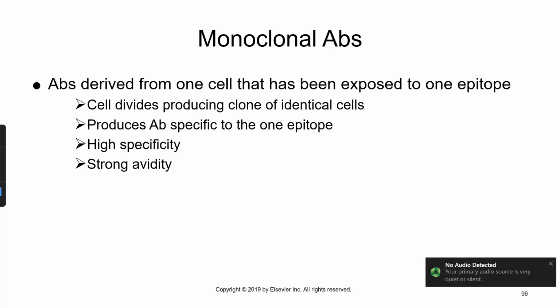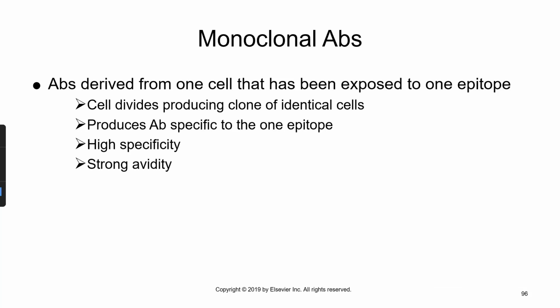Monoclonal antibodies are antibodies that are derived from one cell that has been exposed to one epitope. The cell divides, producing a clone of identical cells. It produces antibodies specific to one epitope, with high specificity and strong avidity.